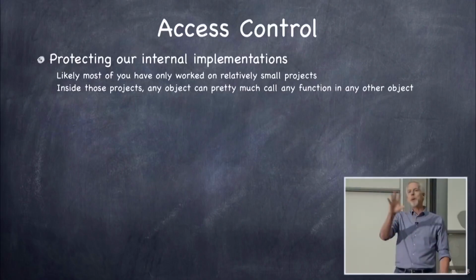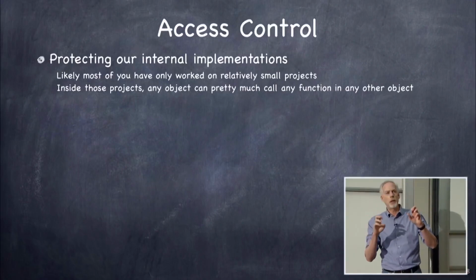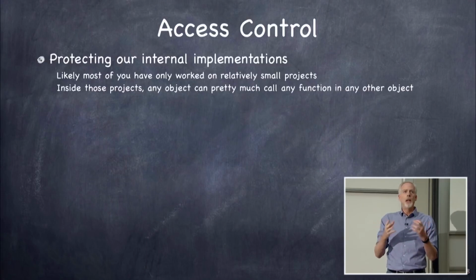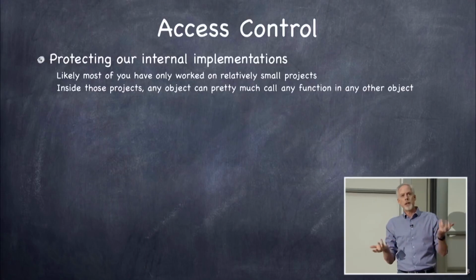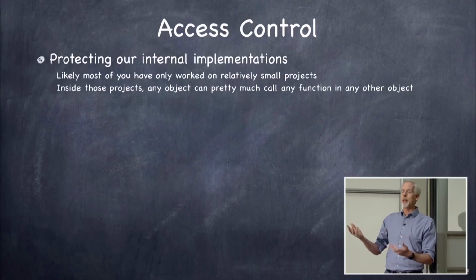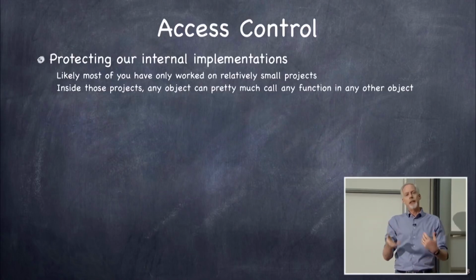How many people have worked on an object-oriented programming project of more than a dozen classes? Like 2 or 3 of you, 4 maybe. So not very many of you. Well, when you're working on a very small project like that, you can call any method in any class. You're probably the only programmer working on it, or maybe you're working on it with a buddy. So you can talk to each other.